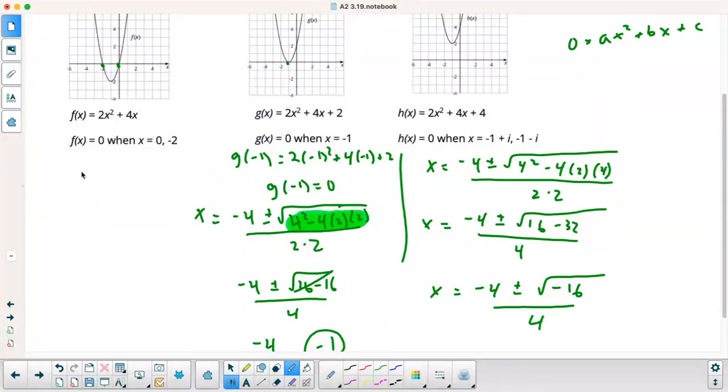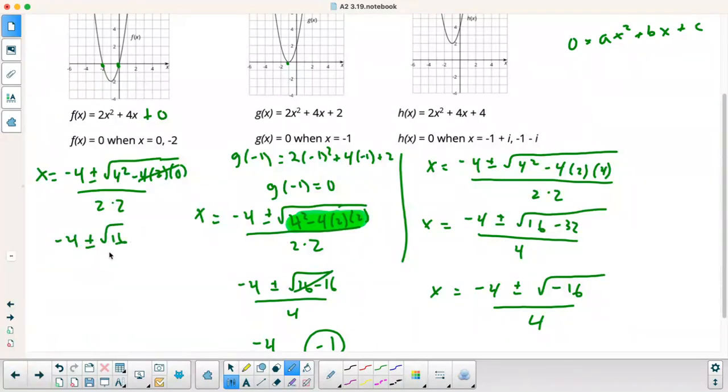I guess I should have maybe done the quadratic formula over here. I guess I could whip it out real quick. Negative 4 plus or minus the square root of b squared minus 4ac is 0, because you could always put a plus 0 here. So that gets rid of this last part. So it's really negative 4 plus or minus the square root of 16 over 4. So you end up eventually getting it down to 0 and negative 2.